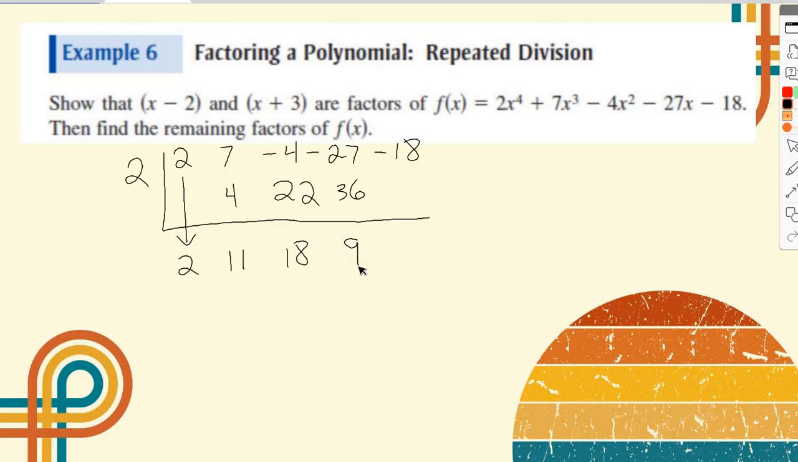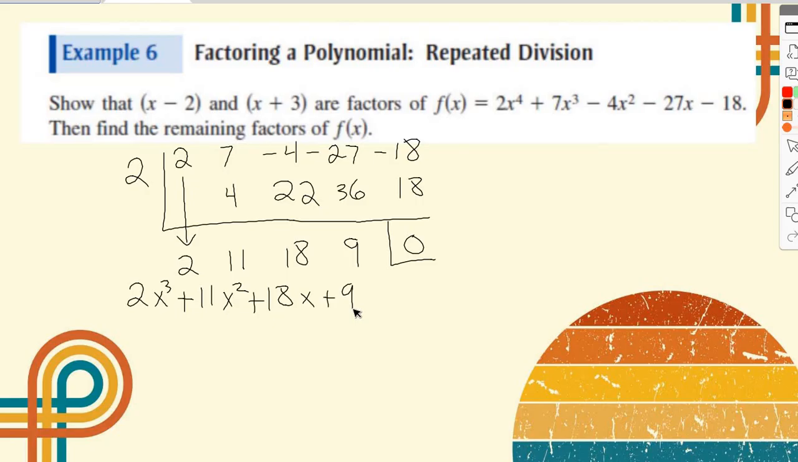9. 2 times 9 gives us 18, and negative 18 plus 18 does indeed give us 0, which is helpful. So now I had a 4th degree, I divided it by a 1st degree. What should my answer then be? What should the degree be? 2x to the 3rd plus 11x squared plus 18x plus 9, with the remainder of 0, so I don't have to write anything this time.